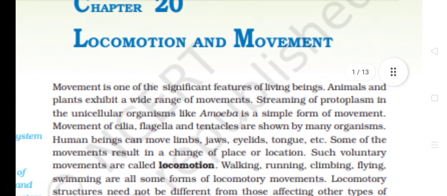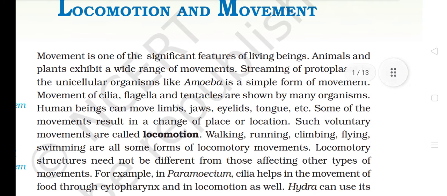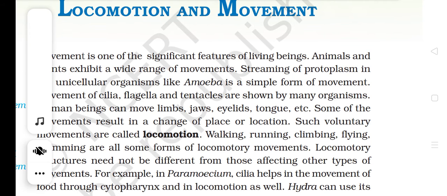Movement is one of the significant features of living beings. Animals and plants exhibit a wide range of movements. A streaming of protoplasm in unicellular organisms like amoeba is a simple form of movement. Movement of cilia, flagella, and tentacles are shown by many organisms. Human beings can move limbs, jaws, eyelids, tongue, etc.